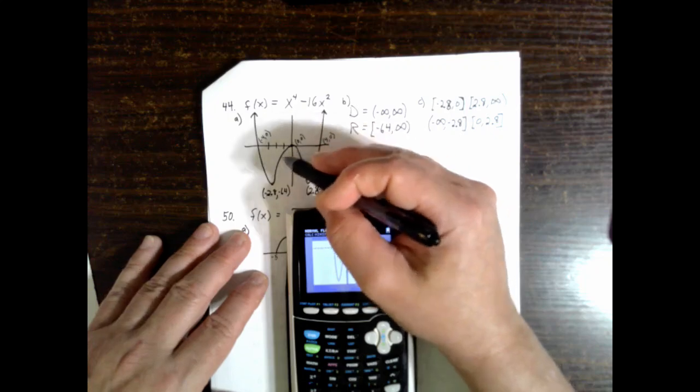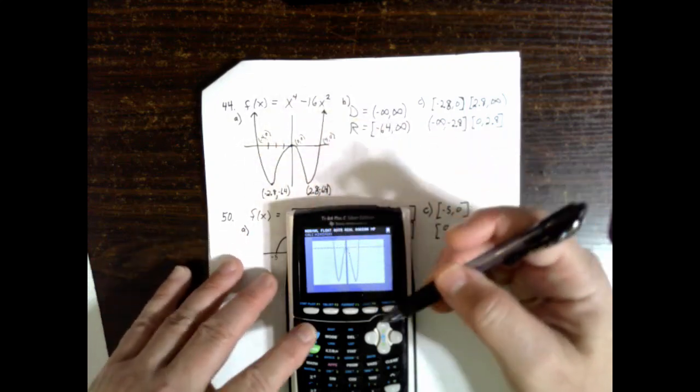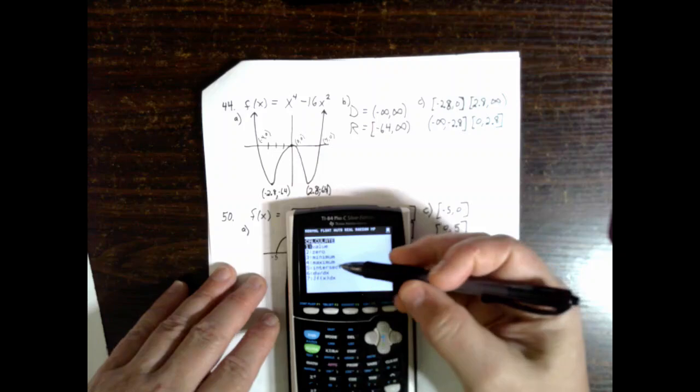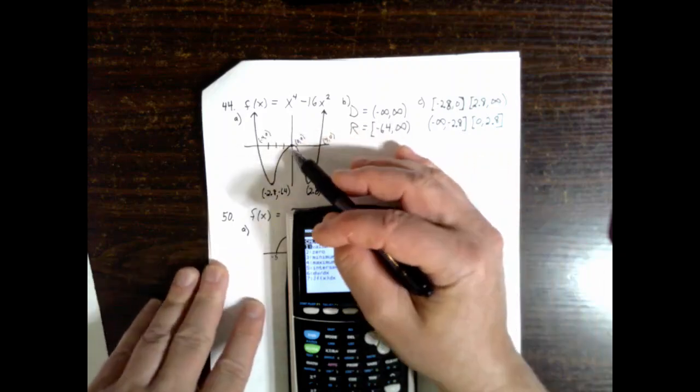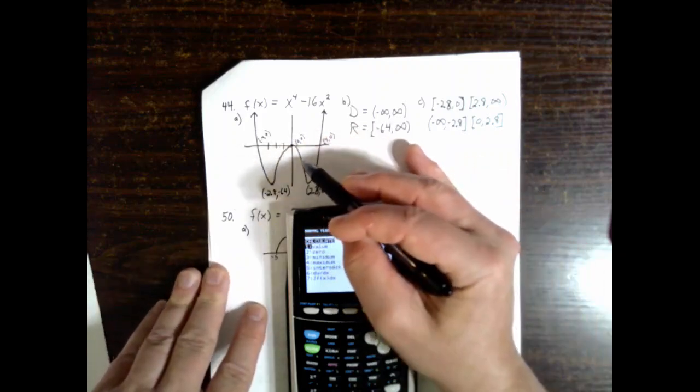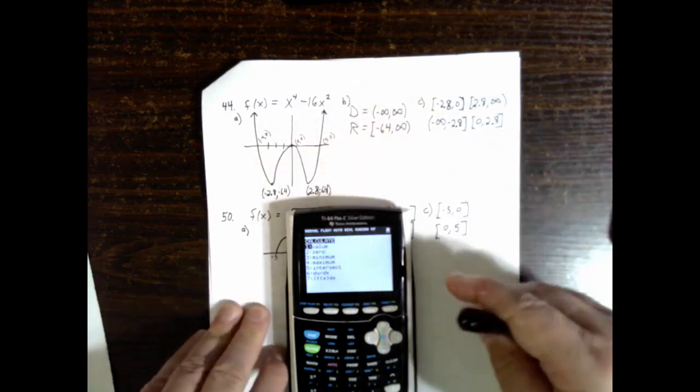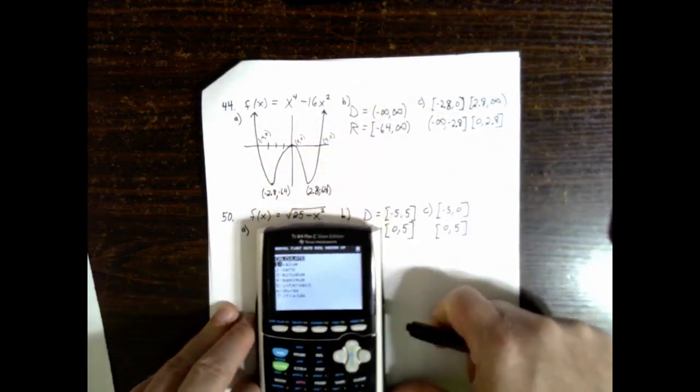Now if we wanted to find this point here, we could choose second trace 4 for maximum, and you'd have to go to the left of the point, to the right of the point, and then guess, and it would give you 0, 0. We don't need to do that.